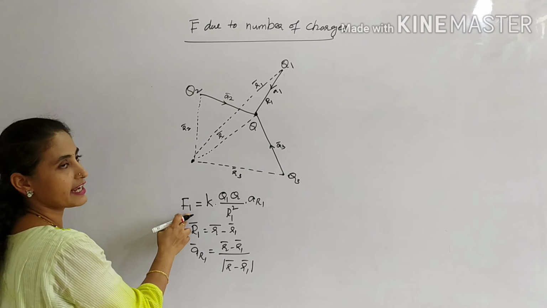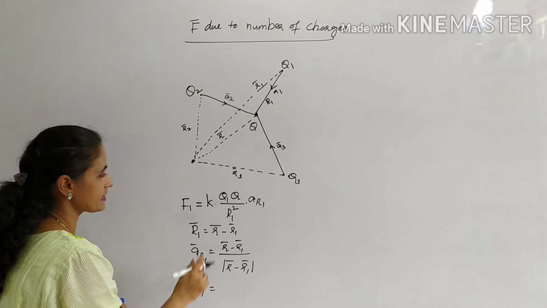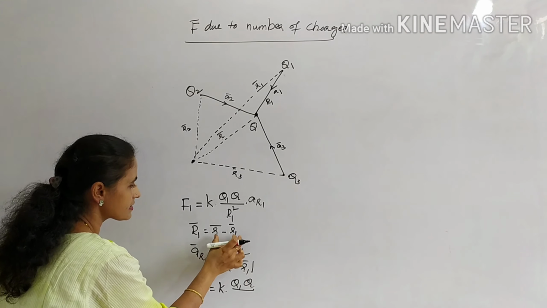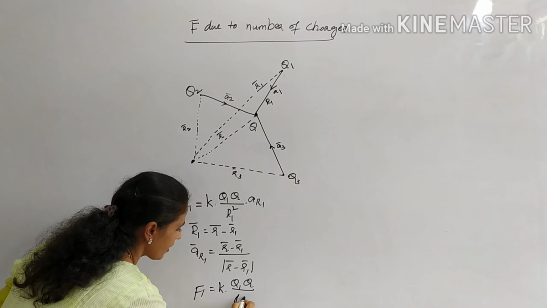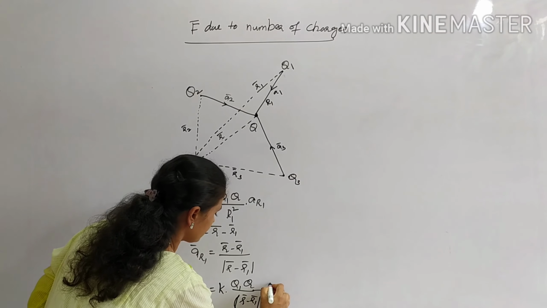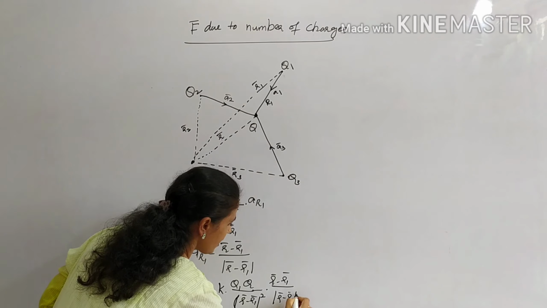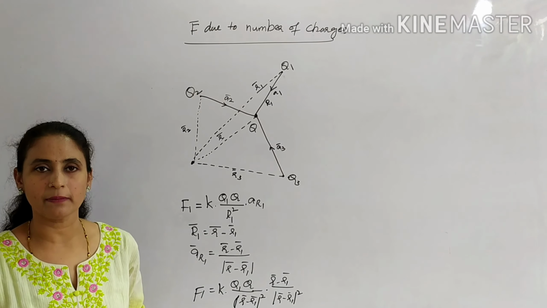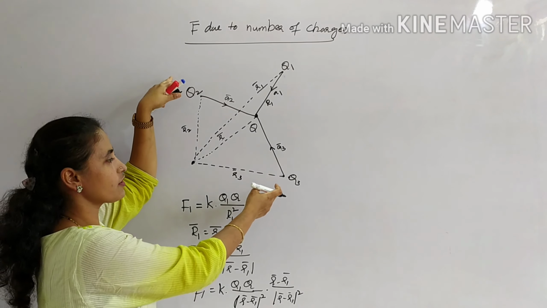Now, the force experienced by Q due to Q1 is given by K into Q1 Q by R square, where R is nothing but this distance, the magnitude of R minus R1, into AR1. AR1 is nothing but R bar minus R1 bar by the magnitude of R bar minus R1 bar. Now this is F1. As I said, we are going to use the superposition principle, which means while we are calculating the force due to one point charge, the force due to the remaining two point charges will be 0.